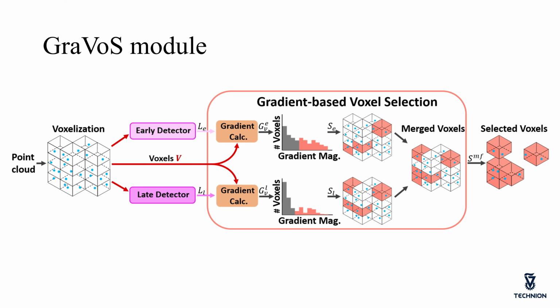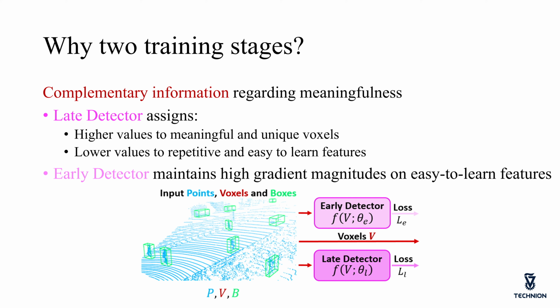Next, we will elaborate on 2 issues: the need of the 2 training stages of the detector, and the intuition behind using gradients for voxel selection. We use 2 different training stages since they provide complementary information regarding voxel meaningfulness. The late stage detector assigns higher values to meaningful and unique voxels and lower values to meaningful voxels in repetitive and easy to learn features. Conversely, in the early stage detector, these easy features still maintain a high gradient magnitude. Though learned early on, they are essential for recognizing the objects.